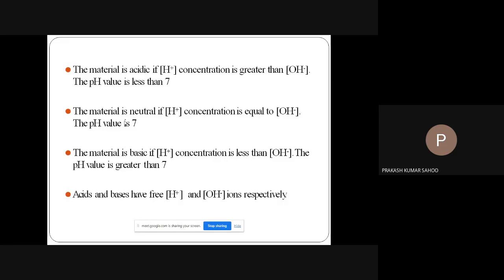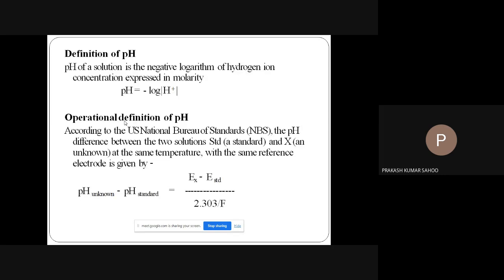H plus ion, the solution will be a basic solution and the pH will be greater than 7. So acids and bases are free H plus and OH minus ions respectively. Then this is the mathematical form of your acidity.